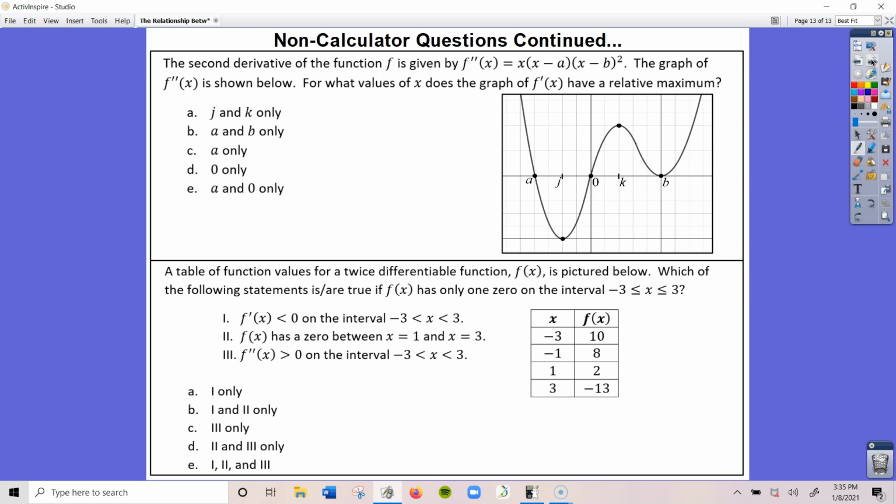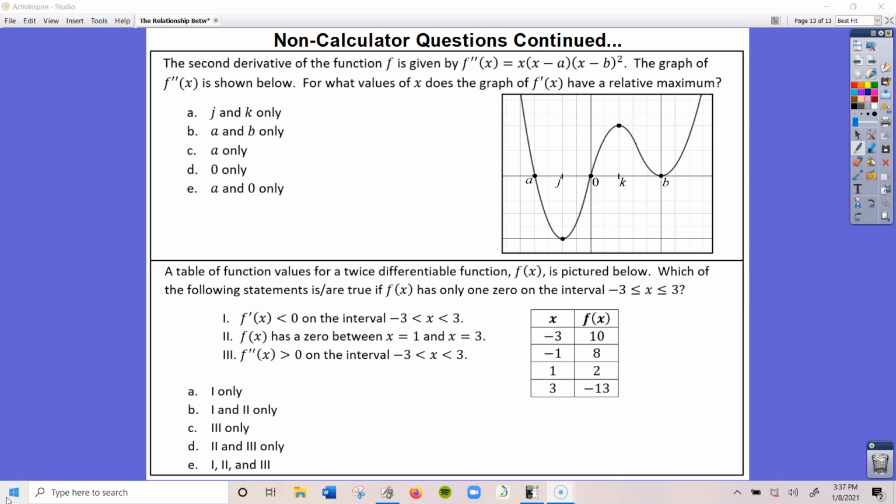Last slide. Here we have the second derivative of the function f is given by f double prime of x is equal to x times x minus a times x minus b squared. The graph of f double prime of x is shown below. For what values of x does the graph of f prime of x have a relative maximum?